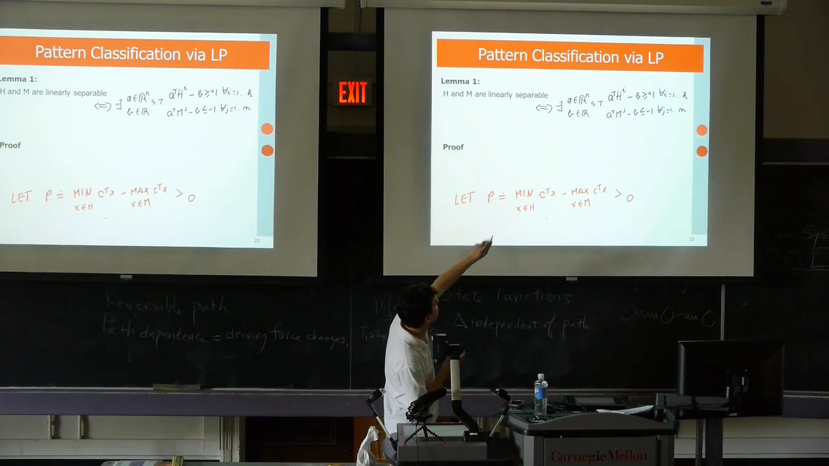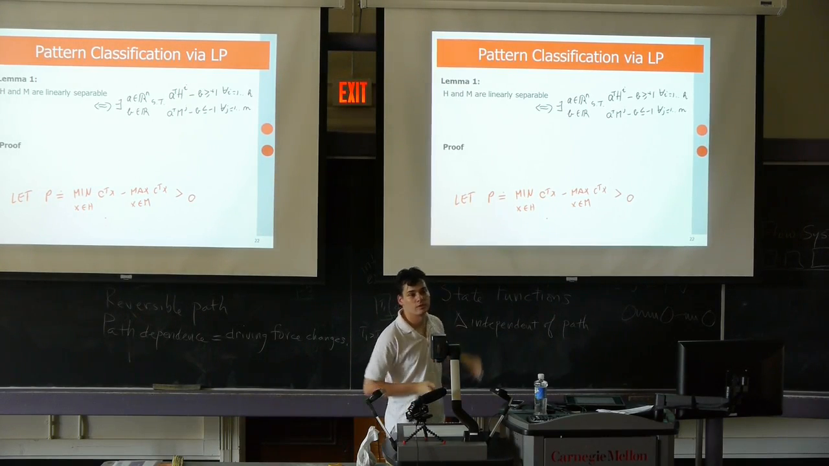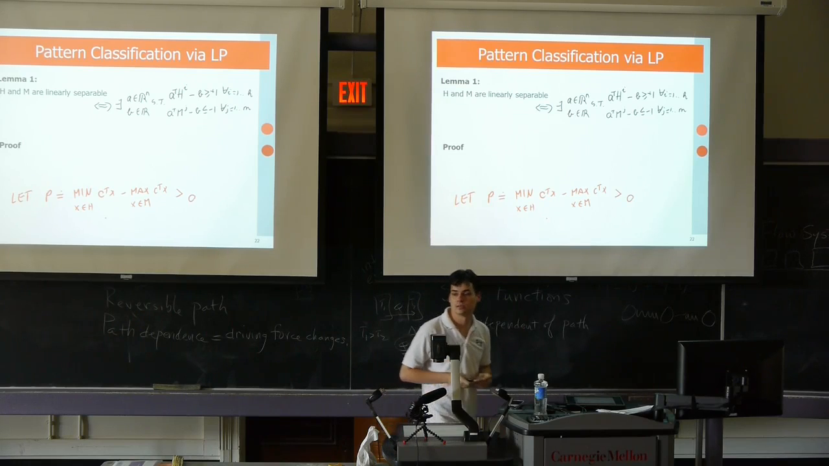If you think of this theorem, the minimum of this A transpose X, when X is in H, is always at least B plus 1. And we need to do this for the other direction as well.